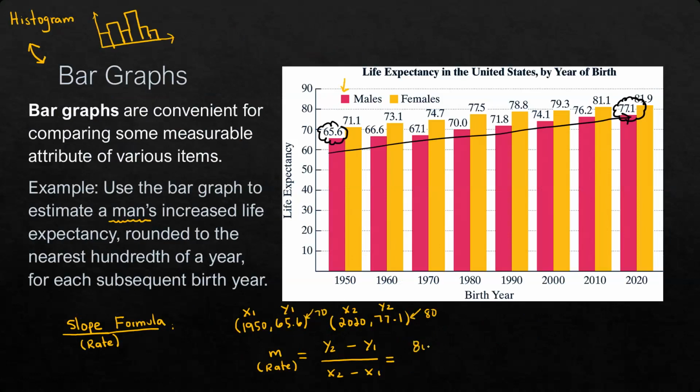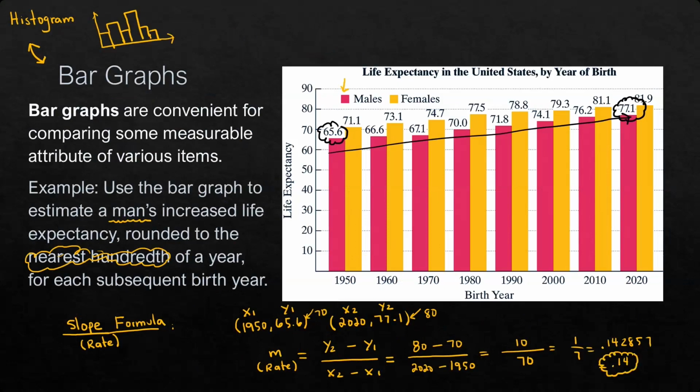Okay, so we have 80 minus 70 divided by, in this case, 2020 minus 1950. 80 minus 70 is 10. 2020 minus 1950, that will be 70. And we have 1 over 7. 1 divided by 7, using my calculator, I get 0.142857. We want to know this number rounded to the nearest 100th of a year. 100th is 2 decimal places, so therefore 0.14.